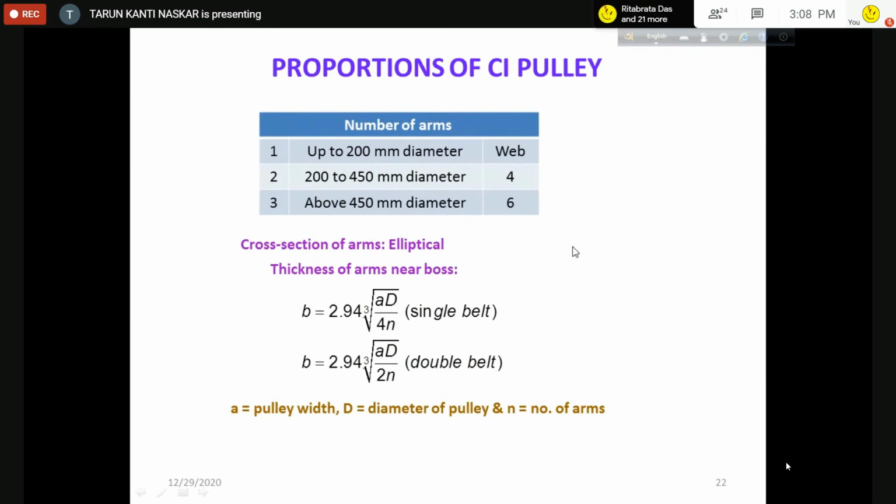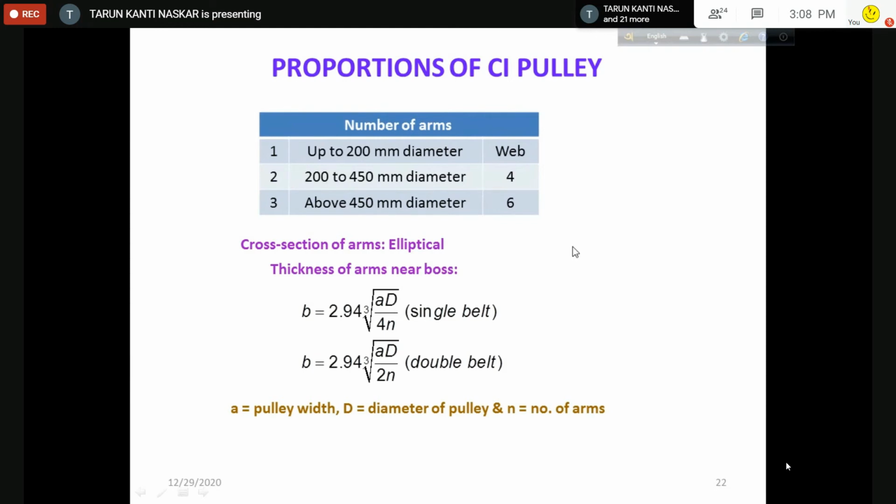From 200 to 450 millimeter diameter, there are 4 arms, and above 450 millimeter diameter, there are 6 arms. Okay, these are the thing. So up to 200 wave, from 200 to 450 4 arms, and above 450 millimeter diameter, the number of arm is 6. Now the cross section of arm is elliptical.